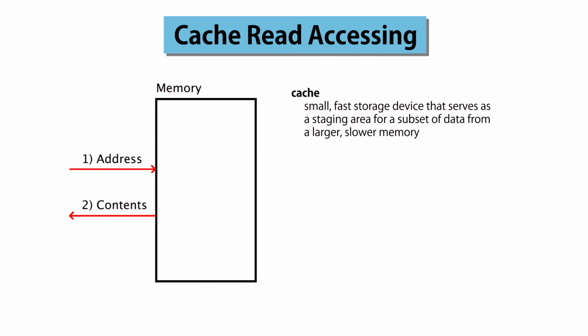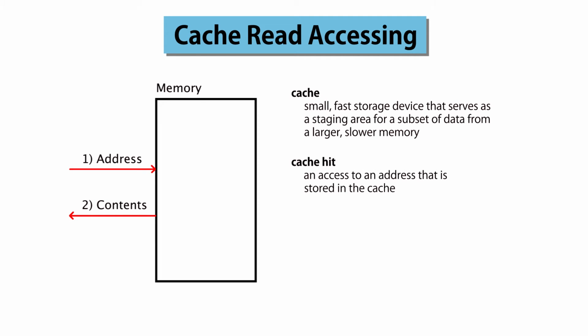A cache is a small, fast storage device that serves as a staging area for a subset of the data from a larger, slower memory. The contents of addresses that have been accessed recently, or which the processor thinks might be accessed soon, are copied into the cache. Subsequent accesses to those locations will be fast. Only a relatively small subset of addresses can be in the cache at a given time. Designers of cache systems work hard to try to anticipate which data should go into the cache, but it's not always possible to guess correctly which data will be accessed in the near future.